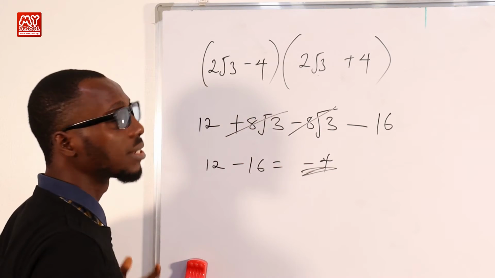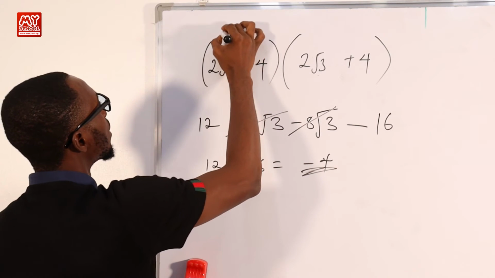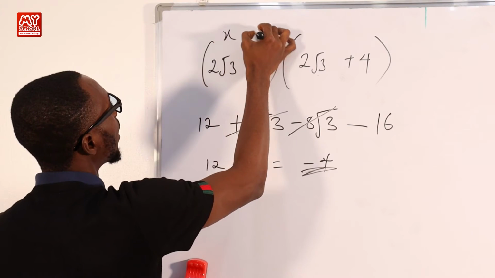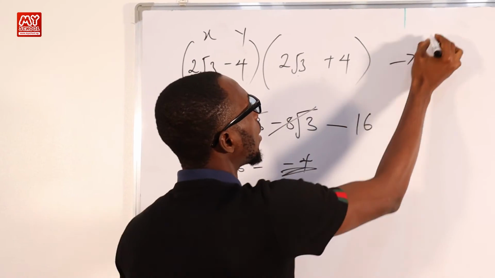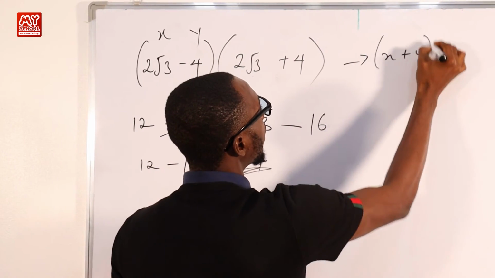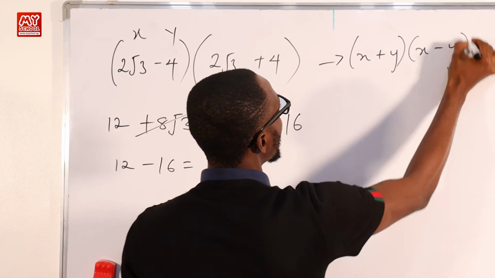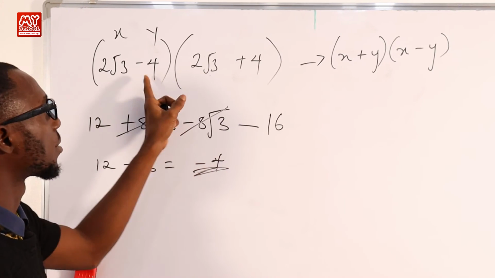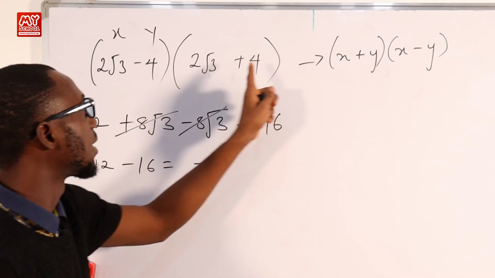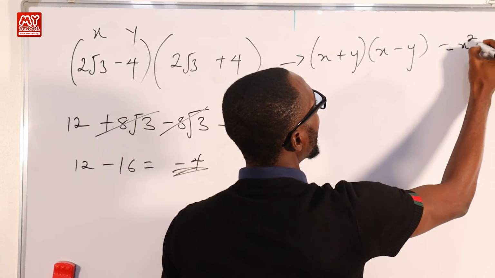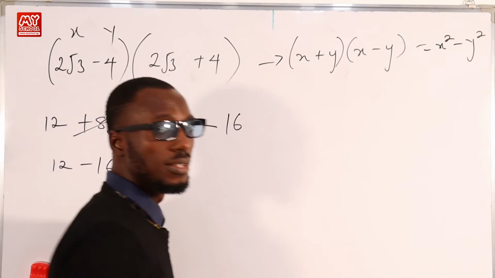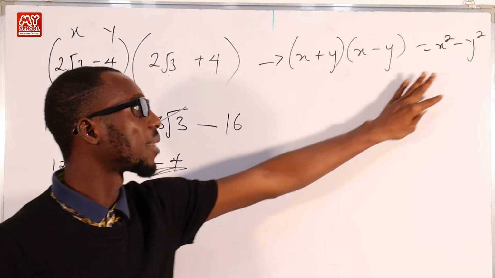Or you can do this in another way. You can label this as x and you can label this as y. Recall that this means x plus y multiplied by x minus y. This is what this replicates. This is the minus sign here, and this is the plus sign here. And this means x squared minus y squared. It's still the same thing. If you expand these brackets, you will get this.